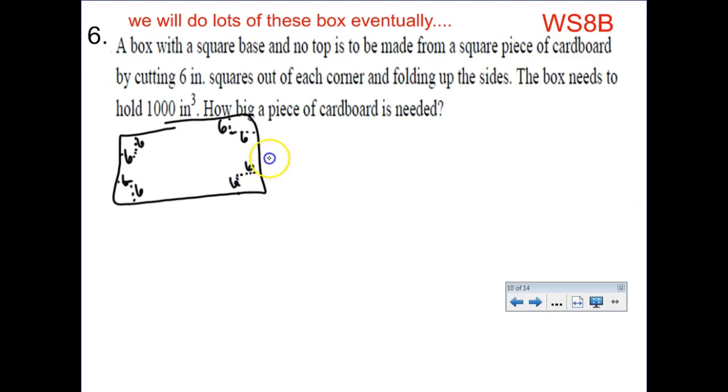And then the last clue they tell me is that the box needs to hold 1,000 cubic inches. So this clue right here is volume, and that's kind of the heart of our math problem: how do you find the volume of a box? For a box, the volume is length times width times height. Okay, well, good news, guys. You know volume. It's 1,000.